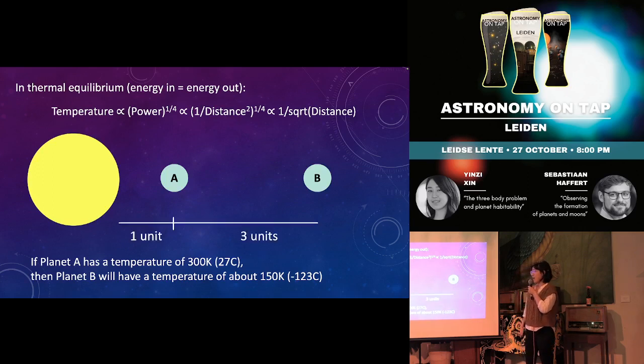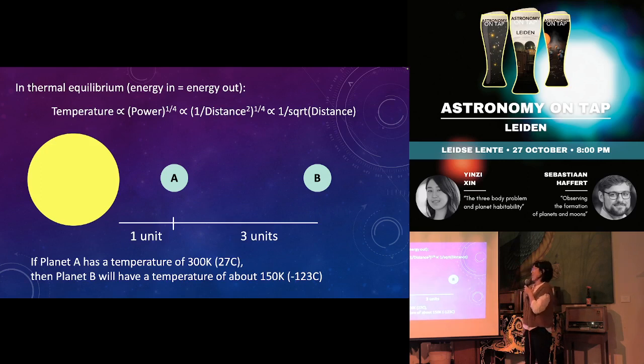For example, here I've moved planets A and B around so that now planet B is 4 times as far away from the star as planet A. Using this proportionality scaling, if planet A has a temperature of 300 Kelvin, planet B will have a temperature of about half that, so 150 Kelvin. If you convert that to Celsius, which most of you are used to, I'm actually not used to Fahrenheit because I'm American, you get about 27 degrees Celsius, which is nice and comfortable, maybe a little toasty. But planet B will be minus 123. So you definitely don't want to live on planet B if you're a human, because that's bad.